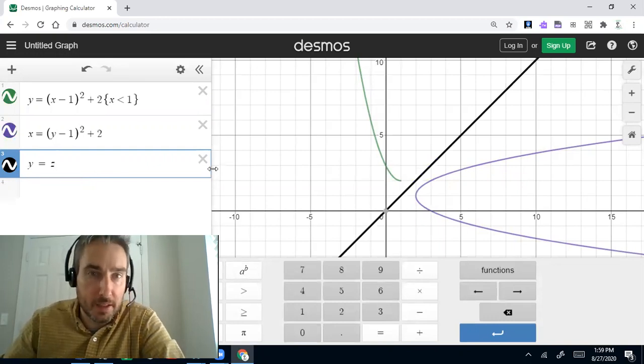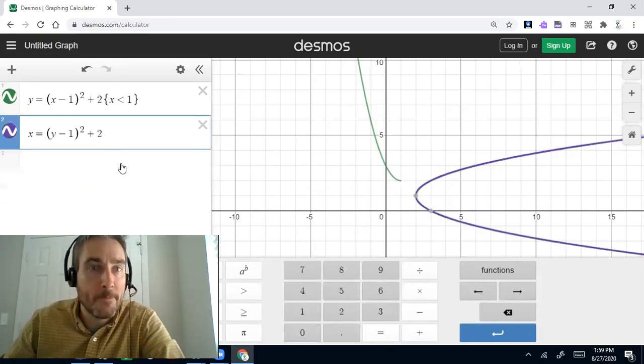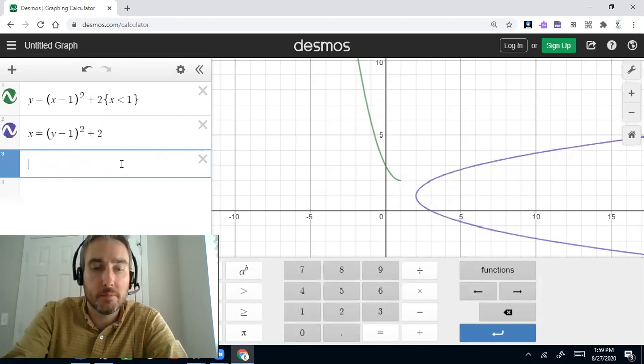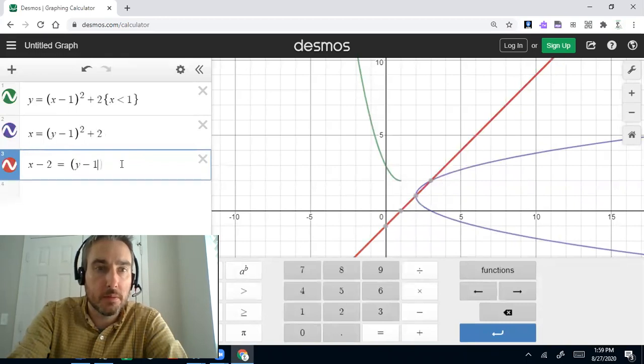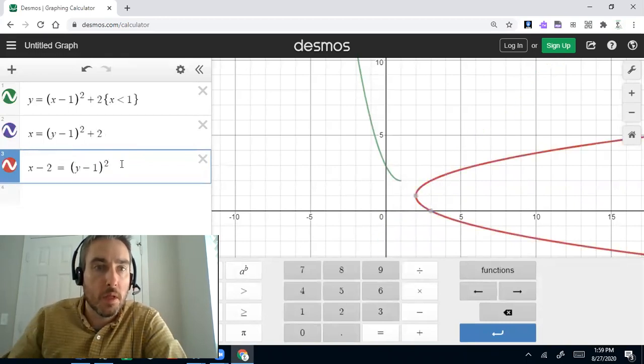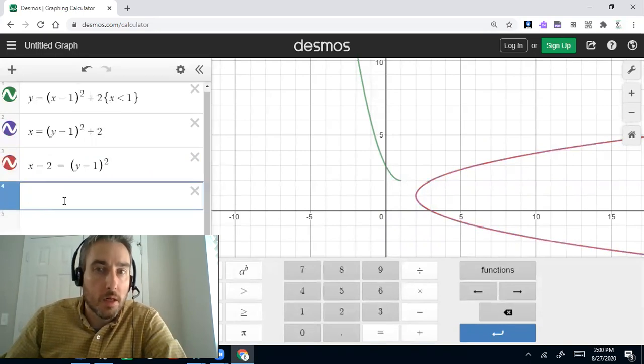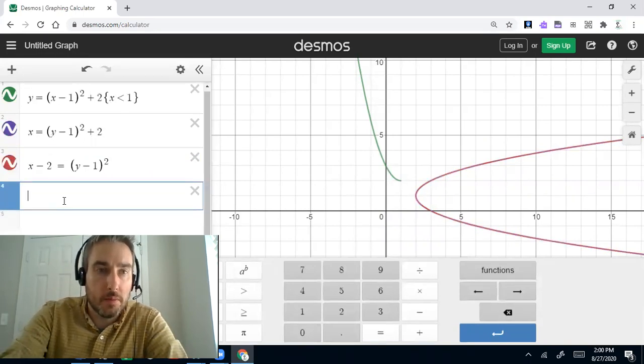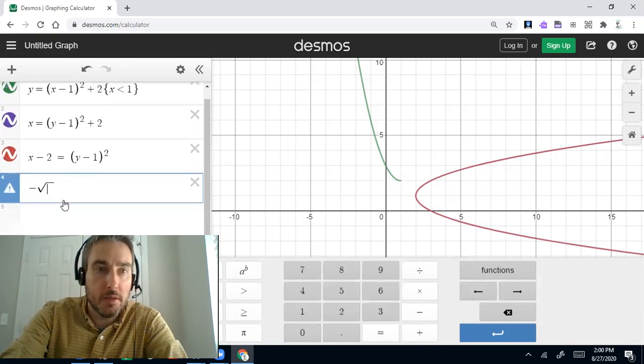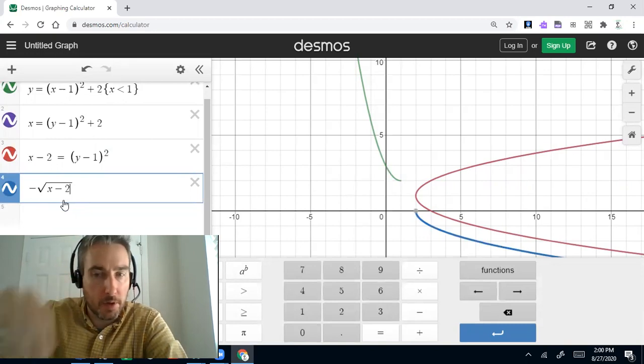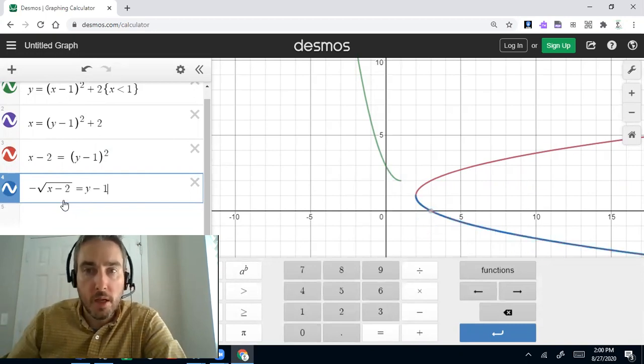Now, if I want to get fancy and eliminate that upper portion, here's what you can do. Subtract the 2 from both sides. Take the negative square root, negative SQRT, because that'll get the bottom part of it. If it was the positive square root, it would be the upper part. And you see how it just highlighted that blue portion.